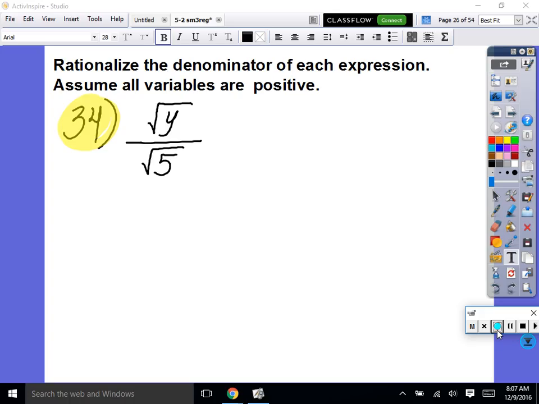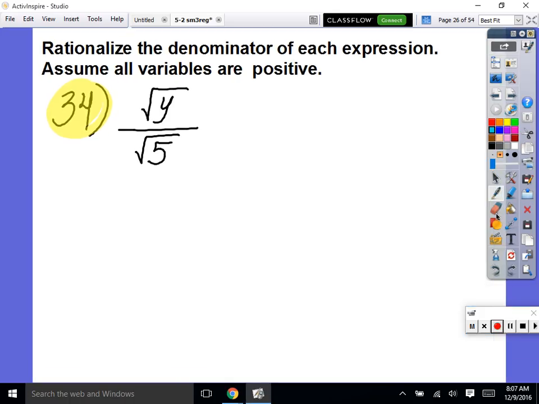Okay, so it says in the instructions, rationalize the denominator of each expression, assume all variables are positive. So just one thing to note, guys. One thing that we do with division is always see if they can simplify first, like put them together. That's what we talked about last time. So do you see how if these are both under a square root, if we put them together, they don't simplify? Does everybody see that?